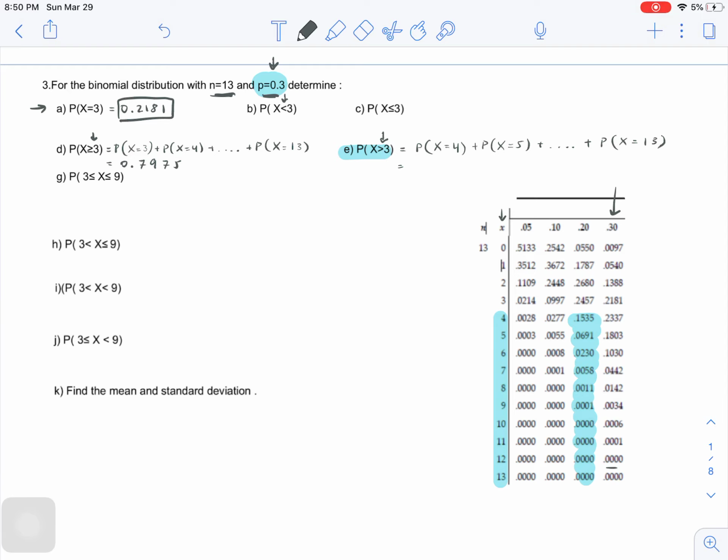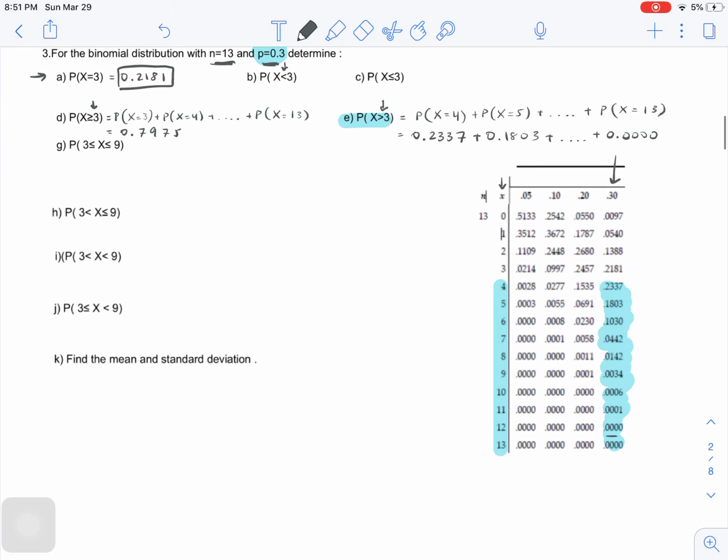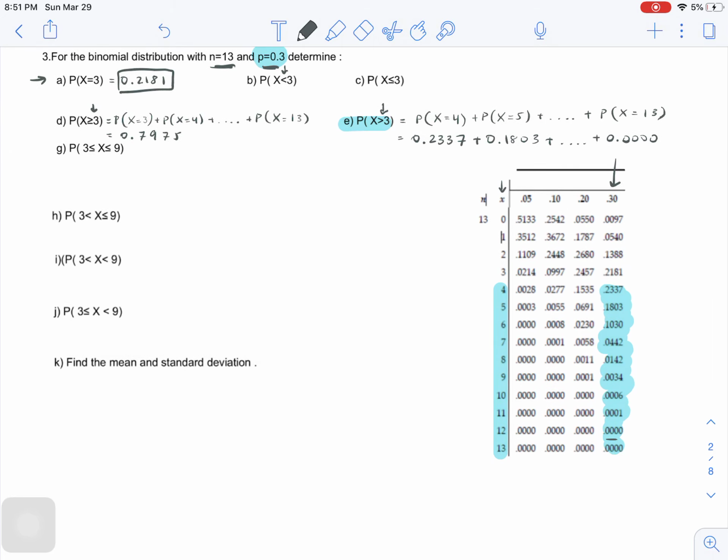So this is equal to 0.1535. Oh no, I'm looking in the wrong column. That's not good. I want to look at the correct column, which is p equals 0.3. So I want to add up, not this value, I want to add up 0.2337 plus 0.1803 plus all the way to the bottom till we get, I'm just going to write out 0.0000. All right.